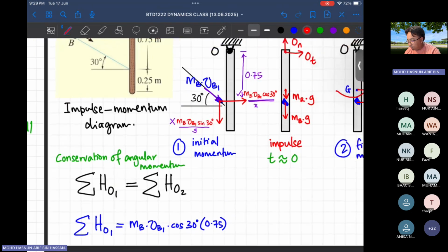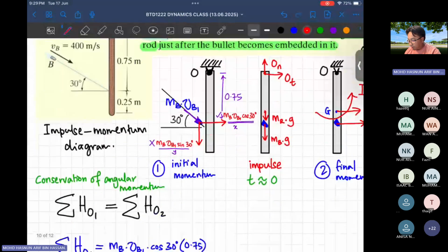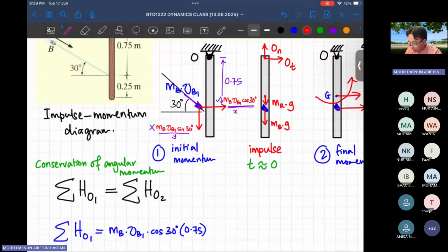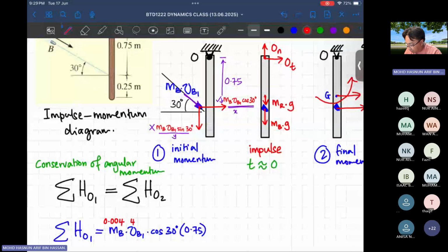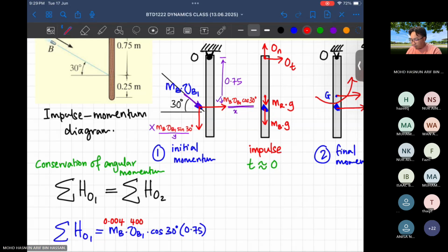So MB is the mass of the bullet, given here as 4 grams. So convert that into kg. It becomes 0.004 for MB, 4 gram divided by 1000. VB1, you have 400 meter per second. So you substitute the value of 400. Now you have 0.004 times 400 times cos 30 degrees times 0.75. So you will get HO1 equal to 1.0392. This is the value of HO1.